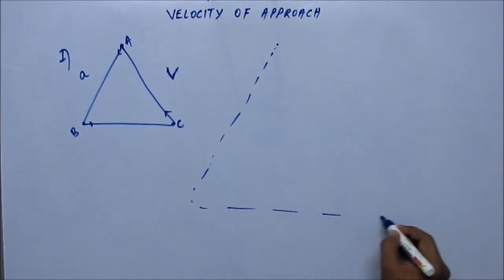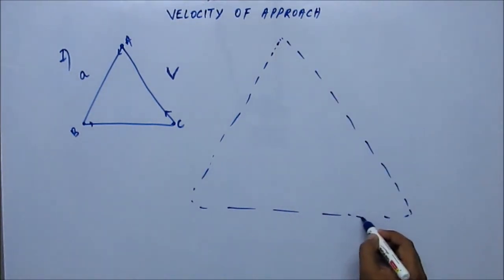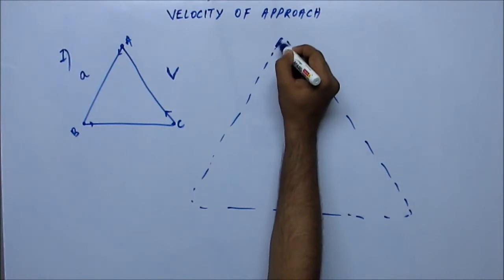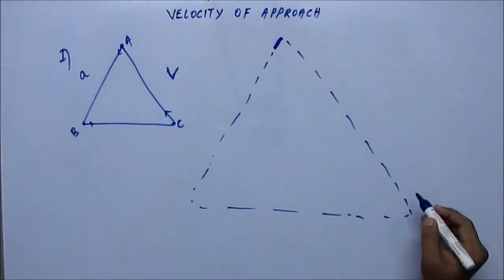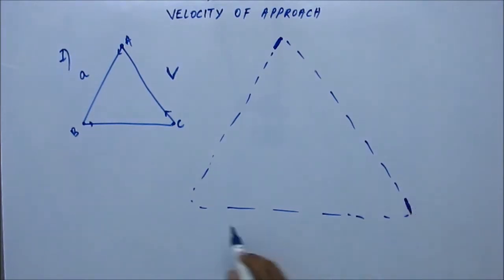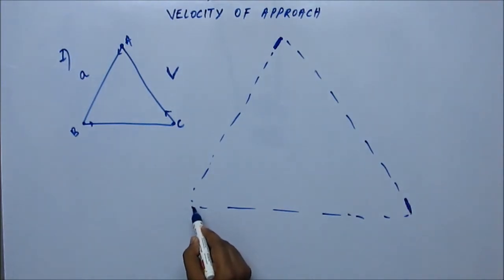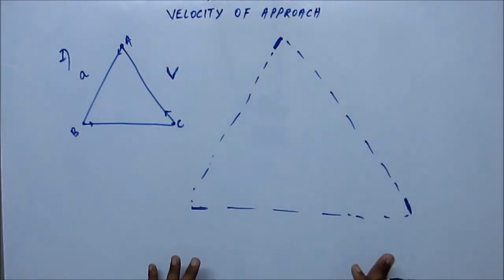Let me draw an enlarged triangle. Suppose A covers a certain distance in a certain amount of time, because A is following B, and C is going to follow A. So C covers a certain distance, and B is going to follow C, so B also covers a certain distance. Although this is going to happen continuously, just for the sake of understanding, I'm taking it step by step.